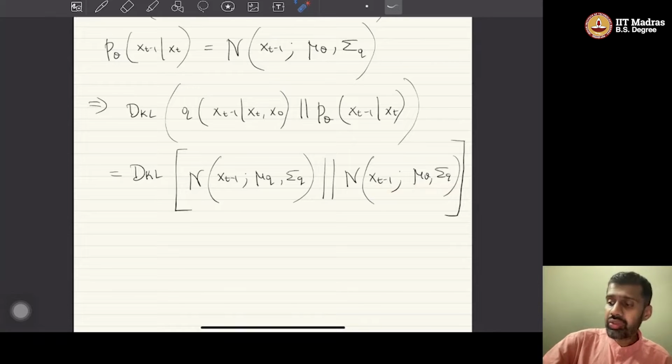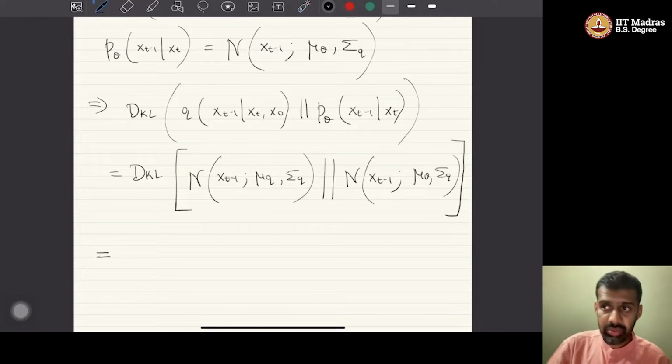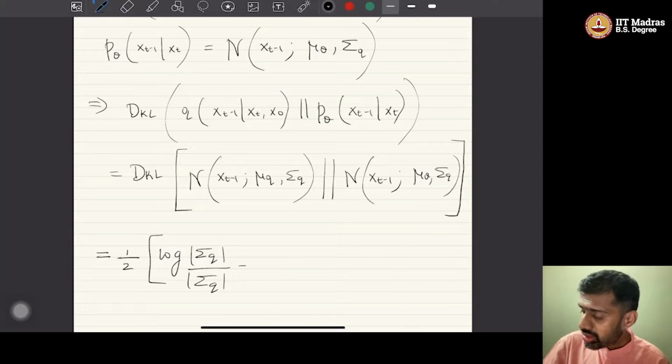Now, with this let us continue from here. This KL divergence between two Gaussian distributions can be deterministically computed, as we have seen multiple times, and it is given by this expression. It is log of the determinant of sigma_q, divided by, note that the variance of both distributions is the same, so this will be log of the determinant of sigma_q by sigma_q, minus d, where d is the data dimensionality.